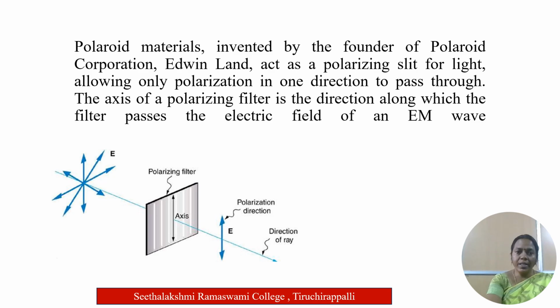Now, Polaroid materials, invented by the founder of Polaroid Corporation, Edwin Land, act as a polarizing slit for light, and it allows polarization in only one direction to pass through it. So these polarizing filters are actually composed of long molecules aligned in one direction. Thinking of these molecules as many slits analogous to those for oscillating ropes, we can understand why light with a specific polarization can get through. So the axis of the polarizing filter is nothing but the direction along which the filter passes the electric field of the unpolarized EM wave.